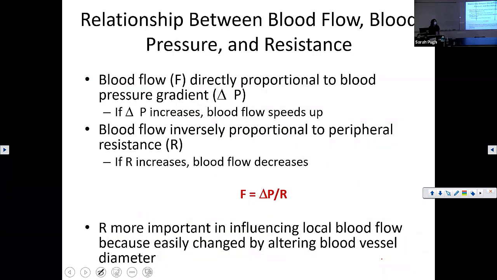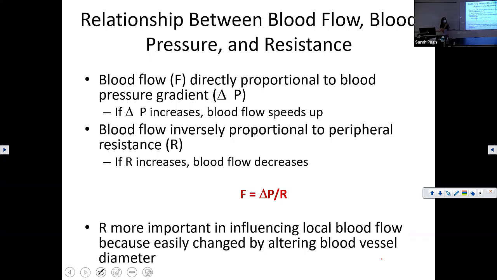Is that the vasoconstriction and vasodilation? Yep, vasoconstriction and vasodilation. And that's constantly changing. You eat a meal, it's going to change. You exercise, it's going to change, just based on your body's demands.